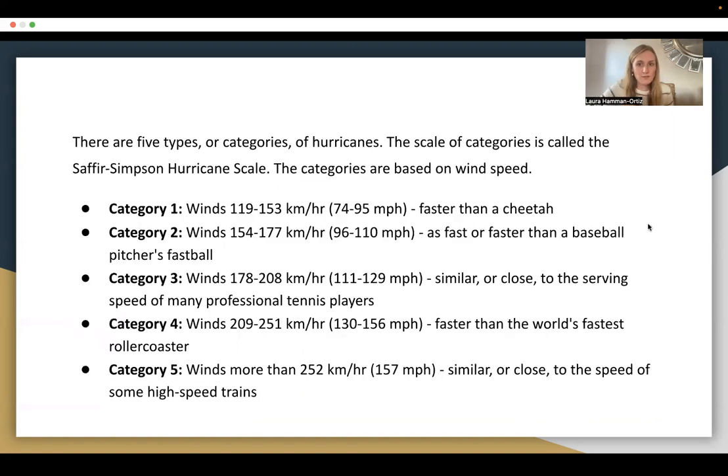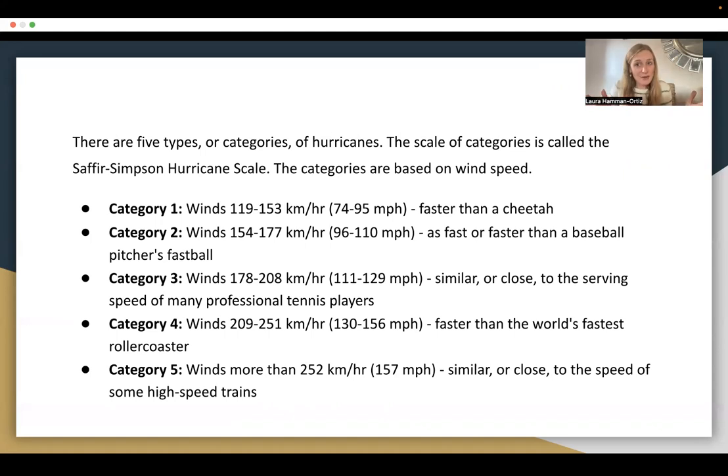Right, and we're going to read one last section before we deconstruct it. There are 5 types or categories of hurricanes. The scale of categories is called the Saffir-Simpson hurricane scale. The categories are based on wind speed. And then here we have the 5 categories, which you could read with your students, but you see faster than a cheetah, baseball, the speed of many professional tennis players, swings, the world's fastest roller coaster, and finally the speed of some high-speed trains.